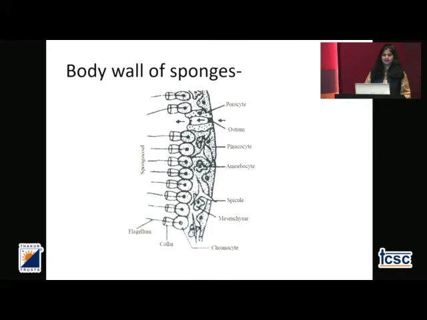In these animals, the body wall looks like this. The inner lining is made up of flagellated cells called choanocytes, and the outer lining is made up of pinacocytes. So they are also called choanoderm and pinacoderm. In between you can see the presence of mesoglea. In the mesoglea there are amoebocytes and different types of spicules.